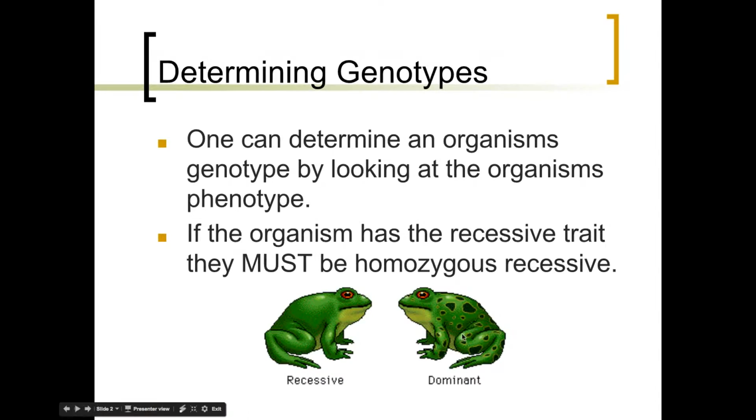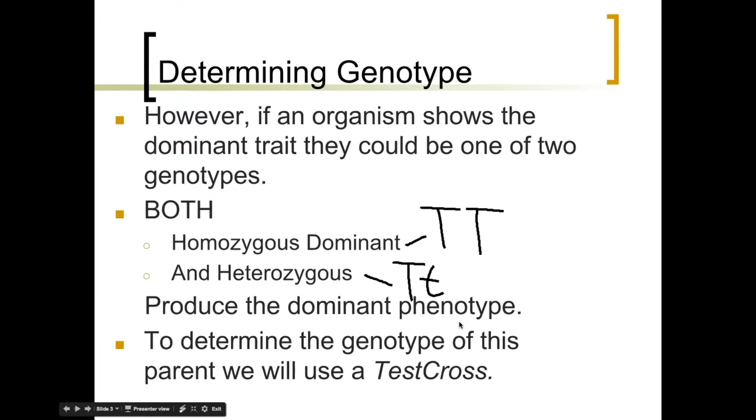What happens if we see an organism that shows the dominant trait? Well, if an organism shows the dominant trait, we know they can be one of two genotypes. They can either be homozygous dominant, two capital letters, or two dominant alleles, or heterozygous, one capital, one lowercase, one dominant allele, one recessive allele. And the reason why they can be these two things is because they both produce the dominant phenotype. So this is a scenario where we look at an organism, we see what he looks like, we know that he must have a dominant allele, but we can't be sure what his other allele is because both make him the dominant phenotype.